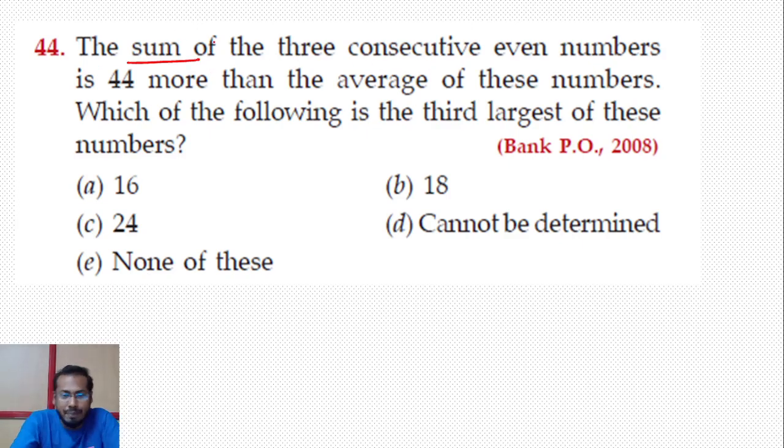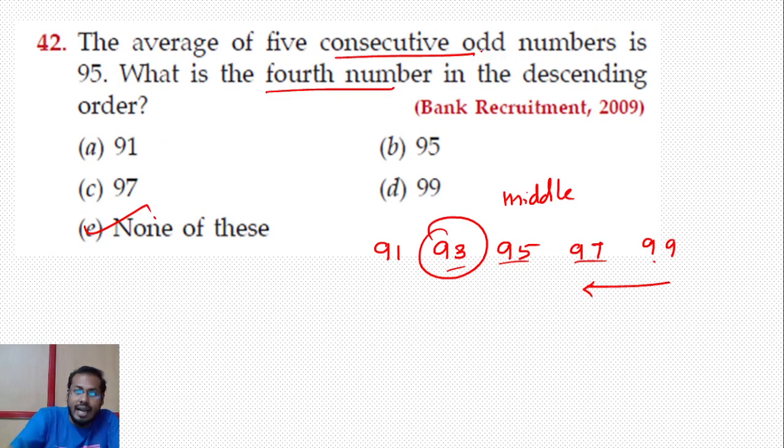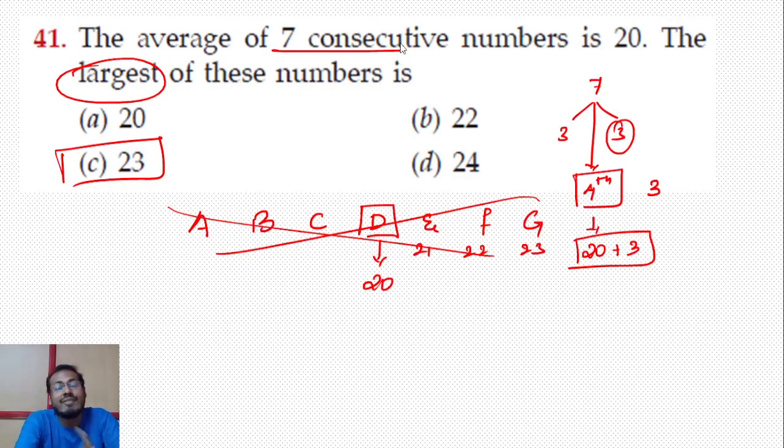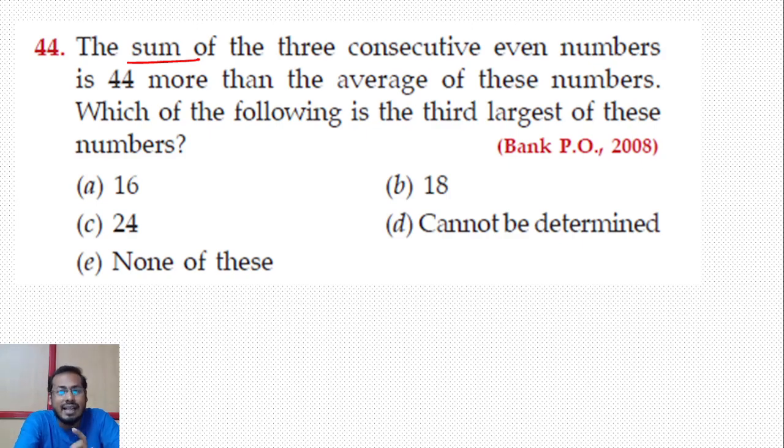of consecutive numbers. In the previous questions, what did they say? Look at this, average of consecutive numbers. Before this, look, again average of 5 consecutive numbers. All the questions are average of consecutive numbers. Average of consecutive numbers is easy. The middle number is the average.